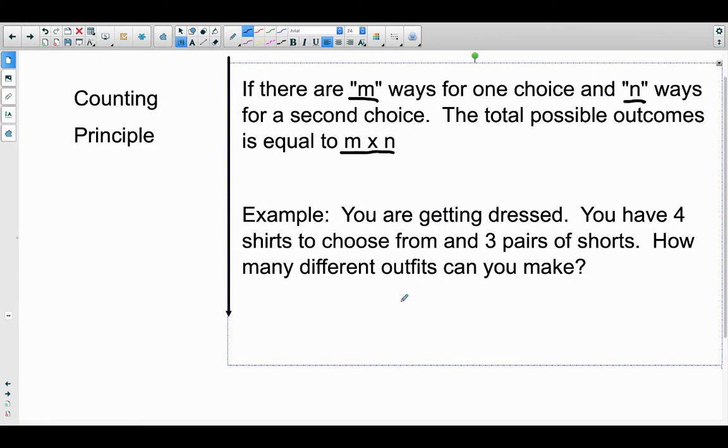Okay, let's look at this next example. You're getting dressed. You have 4 shirts to choose from and 3 pairs of shorts. How many different outfits can you make? Well, we have 2 different choices we're making. We're doing shirts and shorts. So how many shirts do we have? We have 4. How many types of shorts do we have? 3. 3 times 4 is 12 outfits I can make.